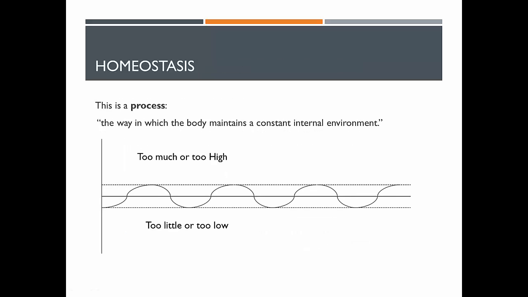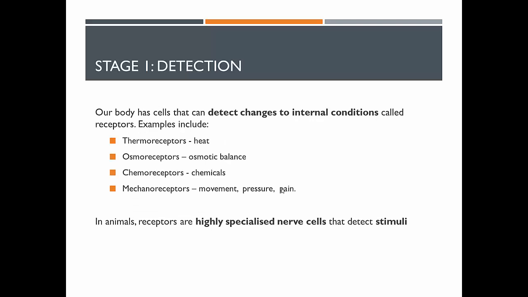Alright, so scientists have given the process by which humans, or all animals, are able to maintain a constant internal environment a name, and that is homeostasis. So really, get that definition down pat. You need to understand that homeostasis is a process by which the body maintains a constant internal environment.